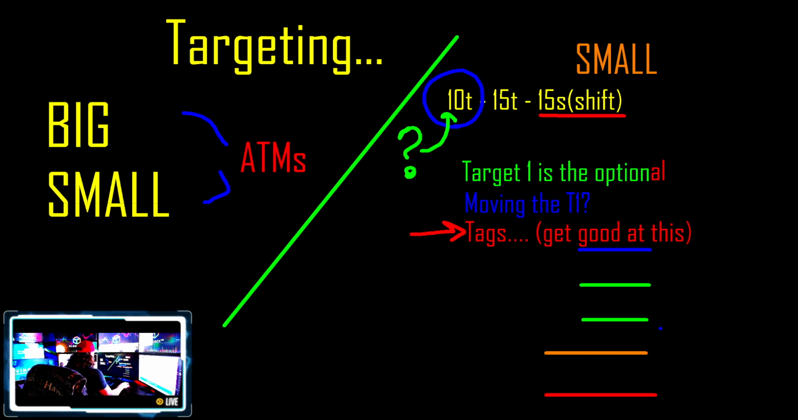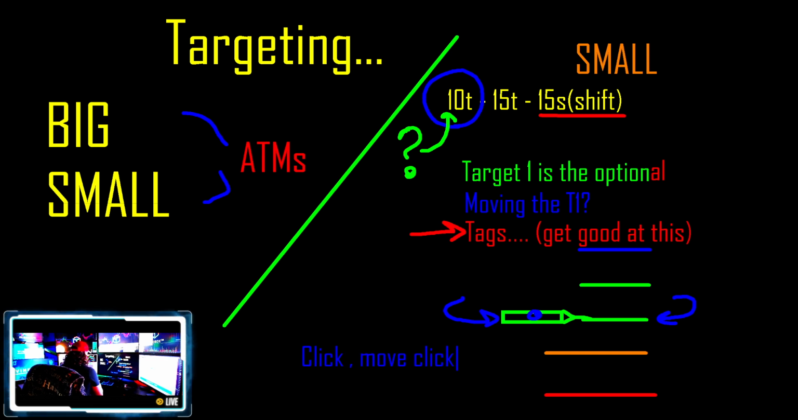So how are we deciding? We want to focus right here on this target 1. Now, target 1 is going to have a little tag. Each one of these is going to have a little square here. This guy, you need to just get very good at grabbing this tag and pushing it out. Literally, you're going to click, move, click. This is what you need to be thinking in your head. Click, move, click.